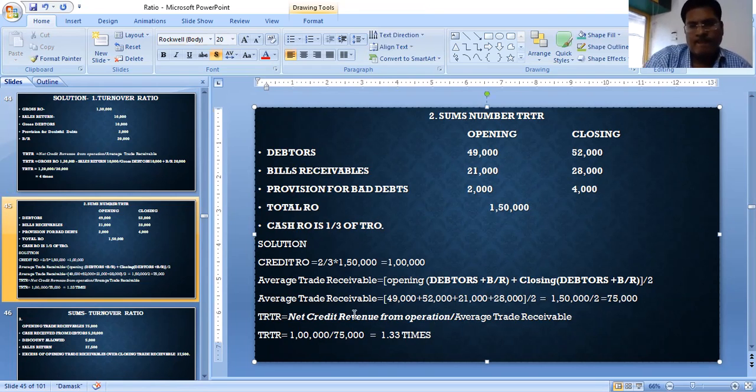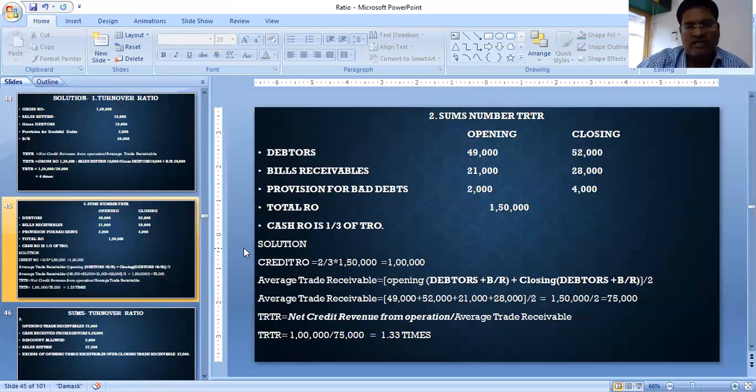Then it is TRTR, net credit revenue from operation by average trade receivables. Net credit revenue from operation is 1 lakh, which we have already calculated. Average trade receivables we have calculated as 75,000. So 1 lakh by 75,000 is 1.3333. So 1.33 times, twice only you have to take.